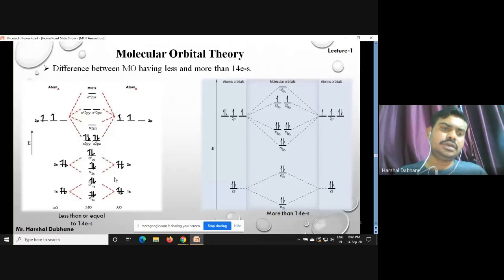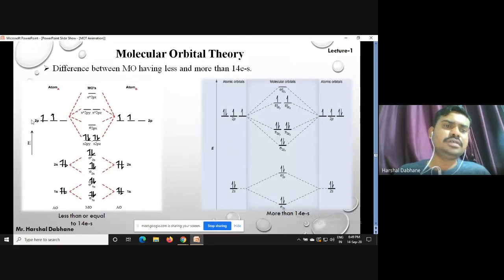Okay. So here, see what we already have seen: the combination of 1s and 1s. We got sigma 1s and sigma star 1s. Then next is the 2s and 2s. By the combination of this 2s and 2s, we got the sigma 2s, and here is the sigma star 2s. So this is the case.